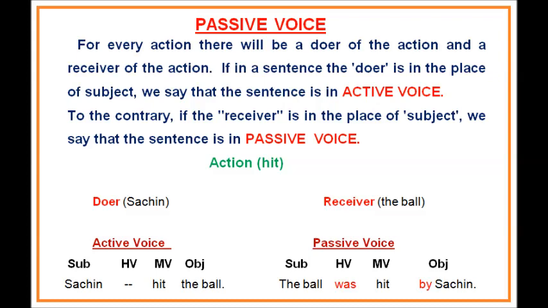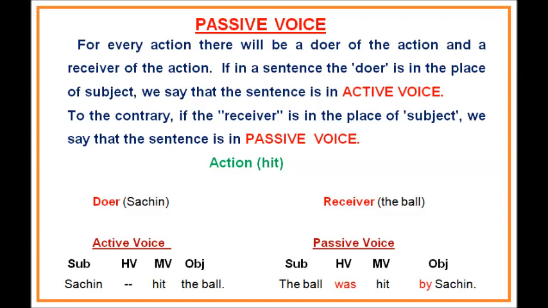In this module, let's learn about passive voice. What's passive voice? Let's see, children. For every action, there will be a doer of the action and a receiver of the action. If in a sentence, the doer is in the place of subject, we say that the sentence is in active voice. To the contrary, if the receiver is in the place of subject, we say that the sentence is in passive voice. Now let's see an example.